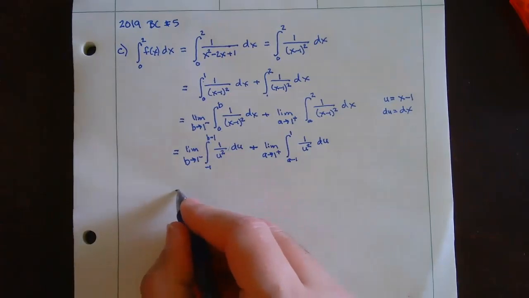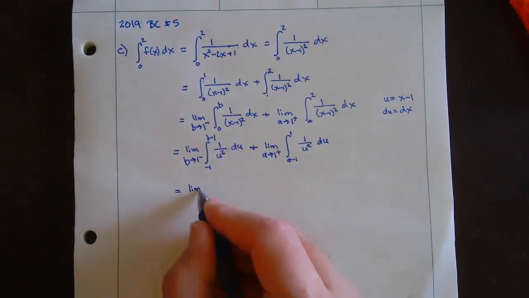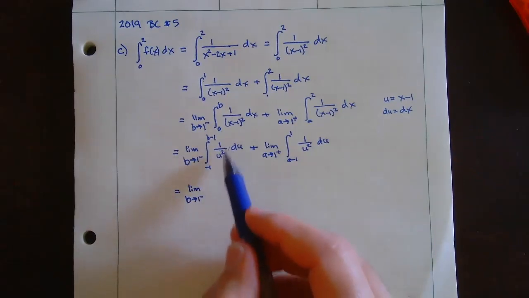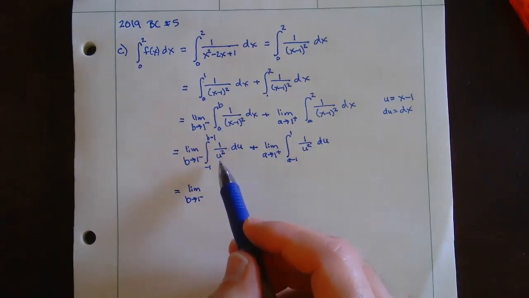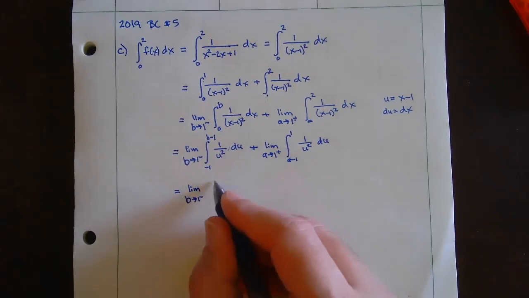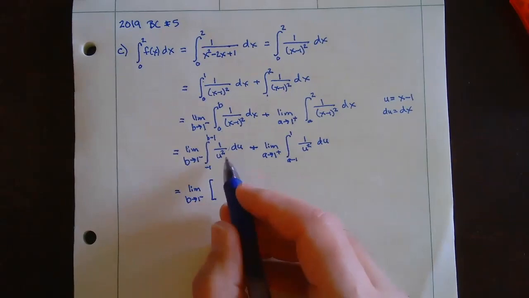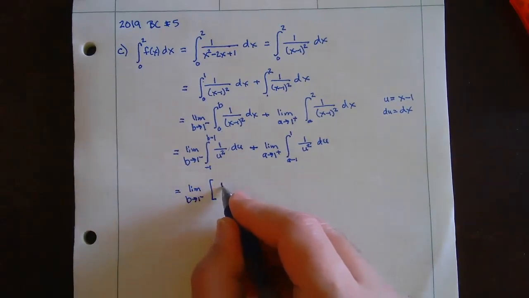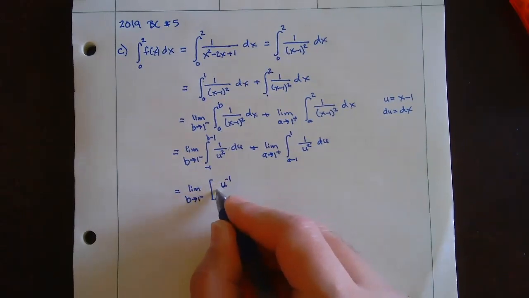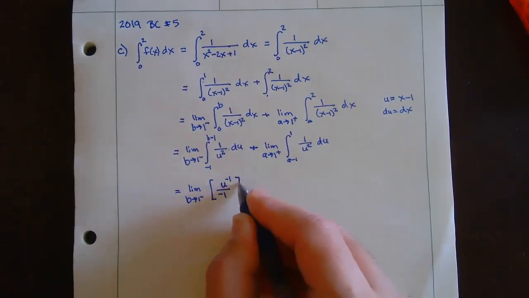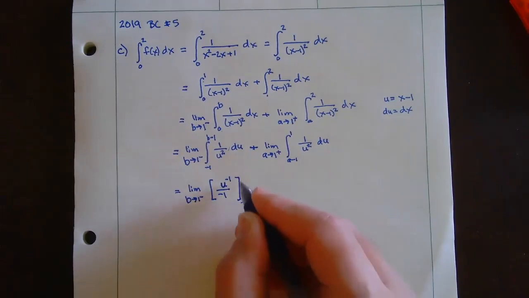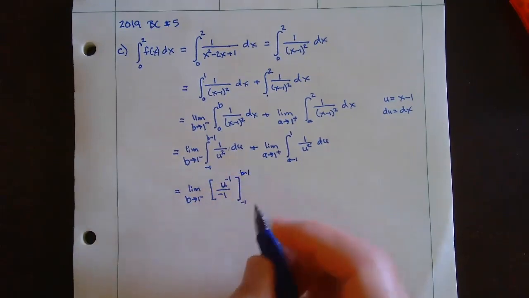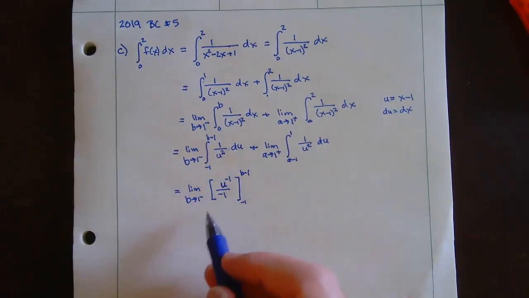So we're going to take a look at the limit as b approaches 1 from the left. I'm going to assume that we can do this in our head. This would be u to the -2, so we add 1 to our power. We add 1 to the -2, which makes -1, and divide by that new power. So this becomes u to the -1 over -1, and then we evaluate that from -1 to b minus 1.